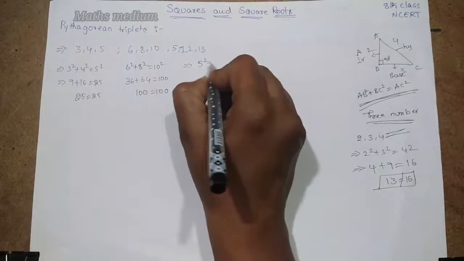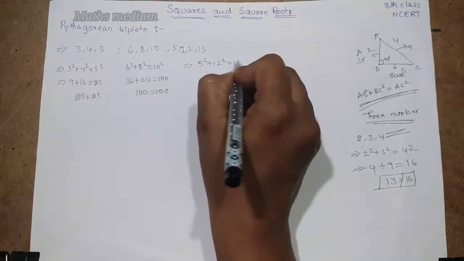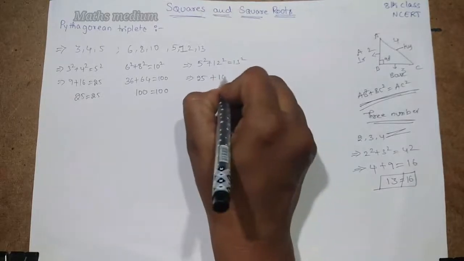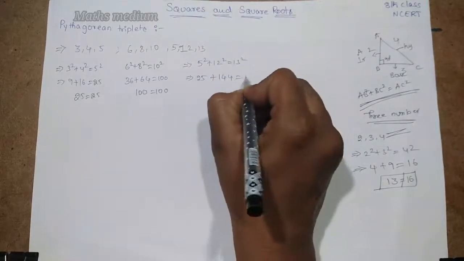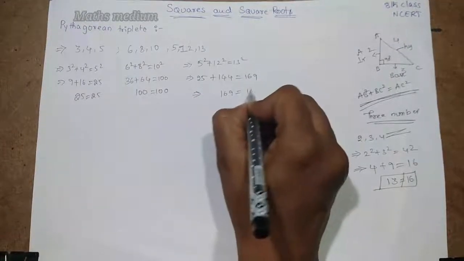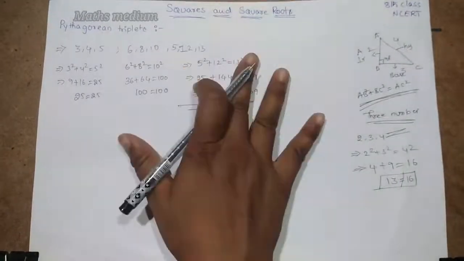So 5 square plus 12 square is equal to 13 square. 5 square is equal to 25. 12 square is 144. 13 square is 169. Here 169 is equal to 169. This is also a Pythagorean triplet.